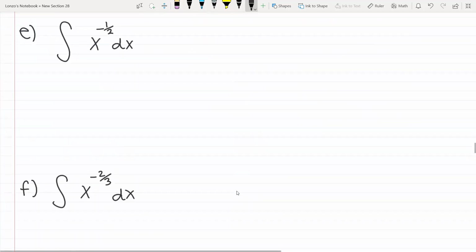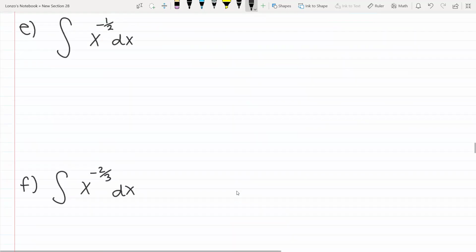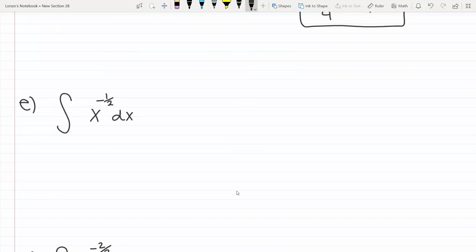A few more of these. So for this one, it's going to be x, and then your old power is -1/2, so add 1. We can write 1 as 2/2, divided by that power. So what's -1/2 plus 2/2? It would be +1/2, right?